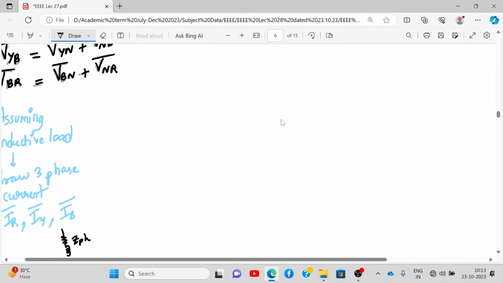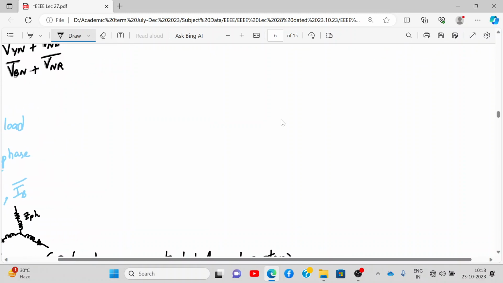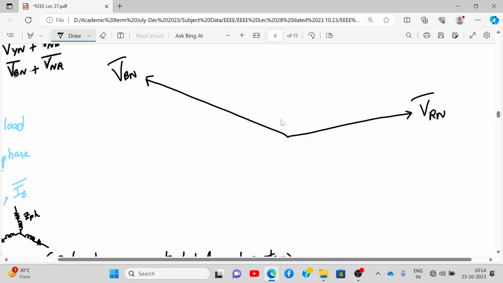So let me take a little more space. Yeah, this much is fine. So I will draw VRN like this. Let me take it a little steeper. This is VRN bar. Where I will draw VYN or VBN, 180 degrees apart, will be somewhere around here. VBN, and VYN somewhere around here.